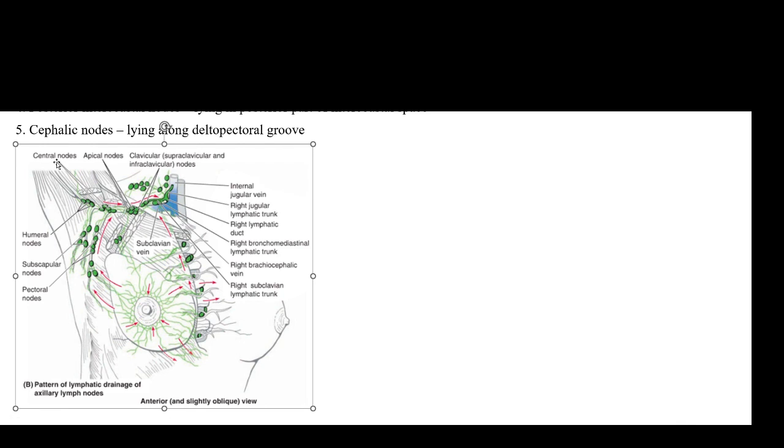You can easily see in this diagram the different types of nodes which are present. You can see that this is the internal thoracic lymph node, pectoral lymph node. You can easily see apical lymph node, central lymph node. These apical and central lymph nodes are part of the axillary lymph nodes.